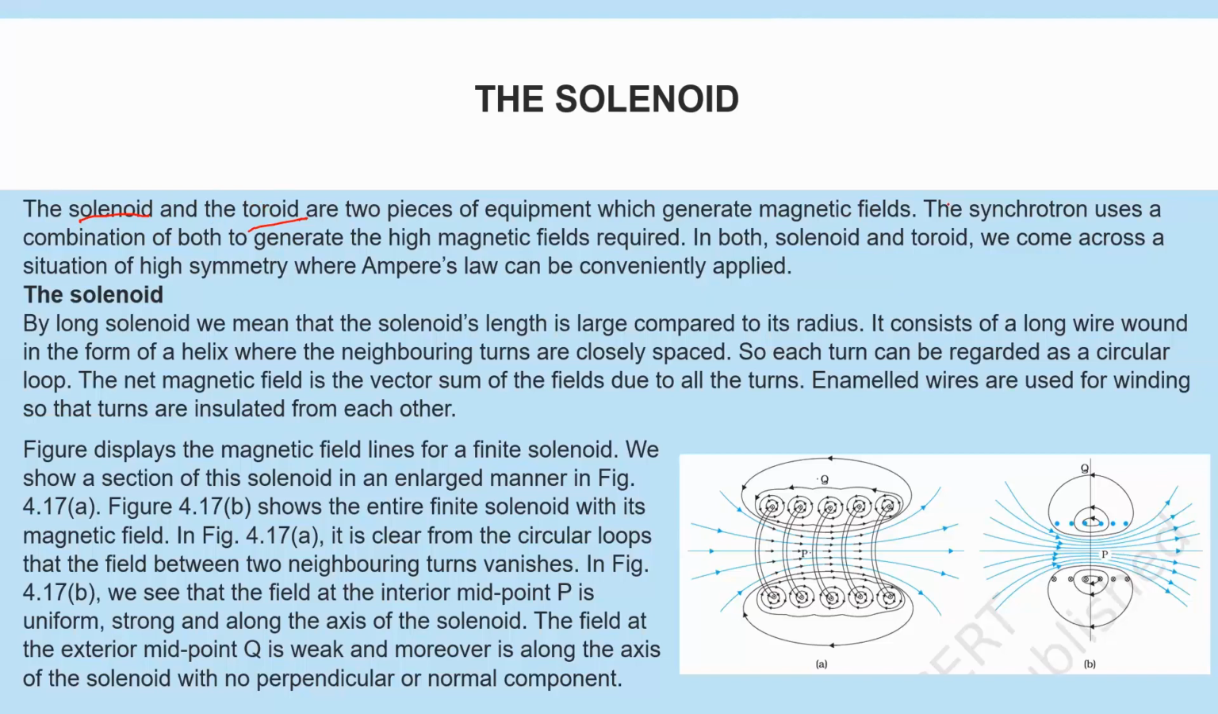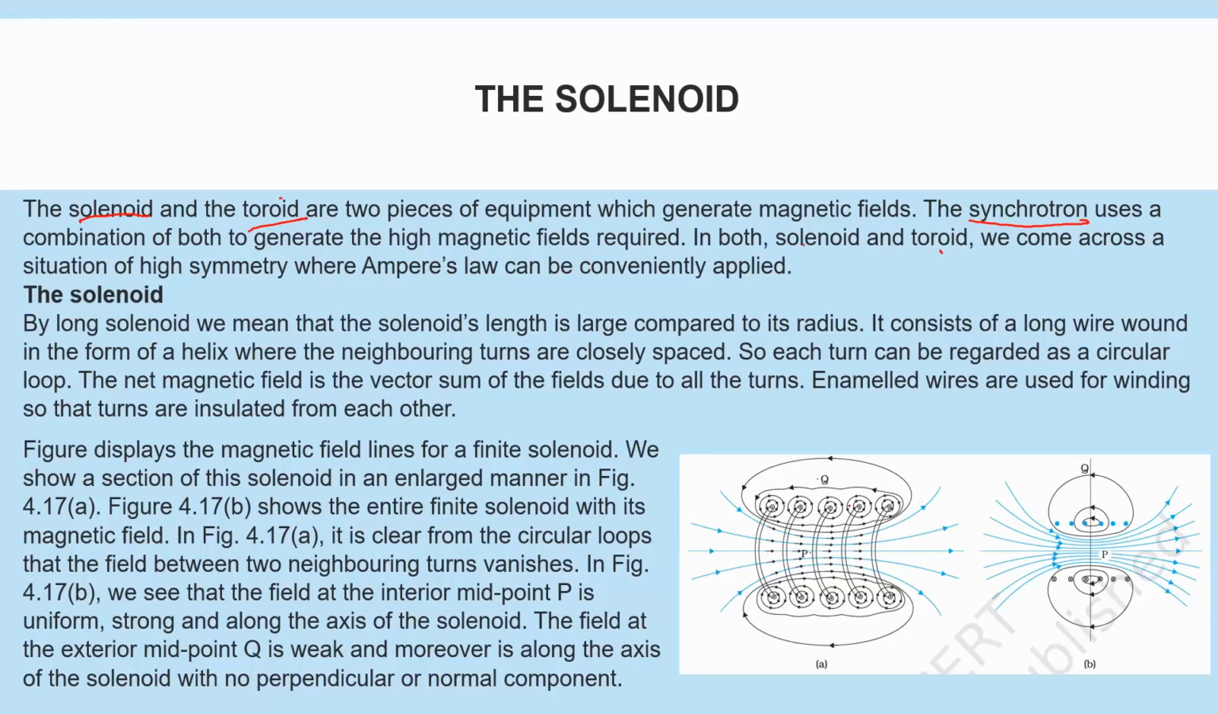The synchrotron uses a combination of both. A synchrotron is another device which uses both a solenoid and toroid to generate high magnetic fields. So we can suggest that in solenoid and toroid we will find high symmetry, where we had already discussed in the last class that Ampere's law requires symmetry for it to be applicable. So solenoid and toroid are two such devices where Ampere's law is valid and we can apply it.